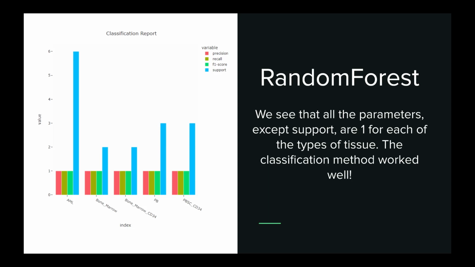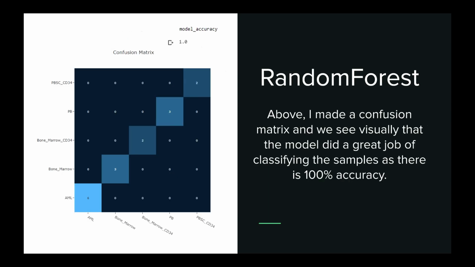We see that all the parameters except support are 1 for each of the types of tissues, so this classification method worked really well. Here's a heat map that kind of visually shows this. We see that for all of them, it's the model accuracy at the top. I have a little screenshot. It is 100%, and you can see in the confusion matrix all of the samples were classified properly and where they should be, which was great to see. And this is using the original data set, not the one that I combined.